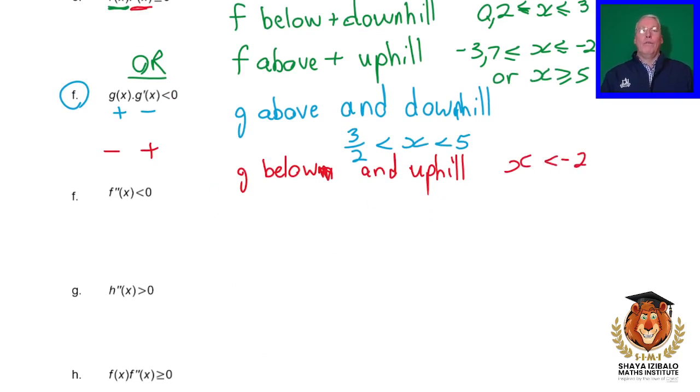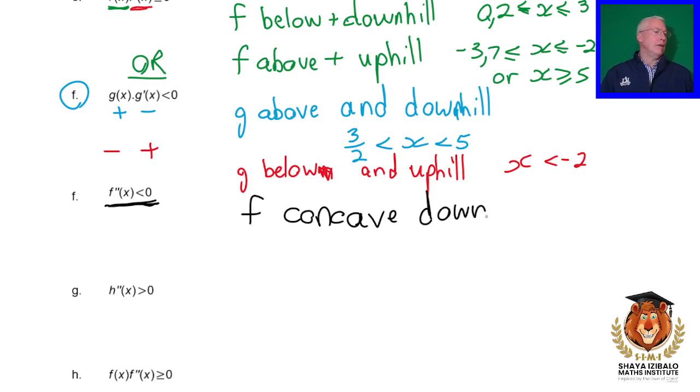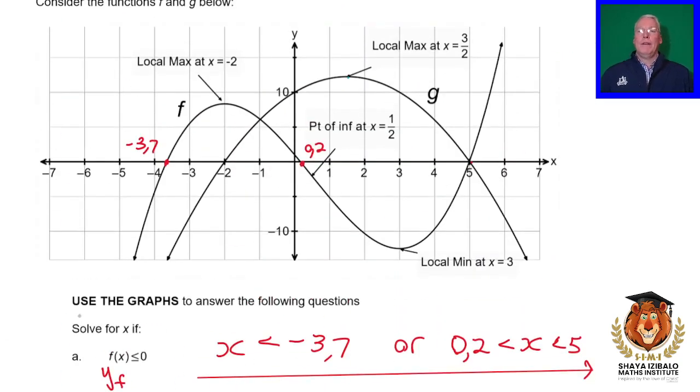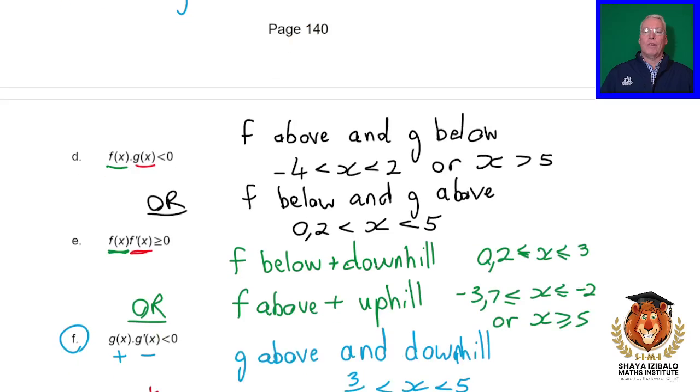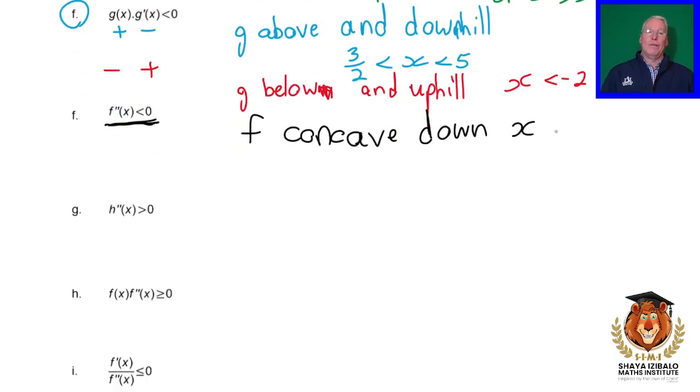Okay, the next one involves concavity. Second derivative negative. That means concave down, like a frown. So where is F concave down like a frown? Let's have a look at that. Well, there's F. It starts going concave down. So it is concave down up to a half. Everywhere less than a half, it's concave down. So X less than a half.